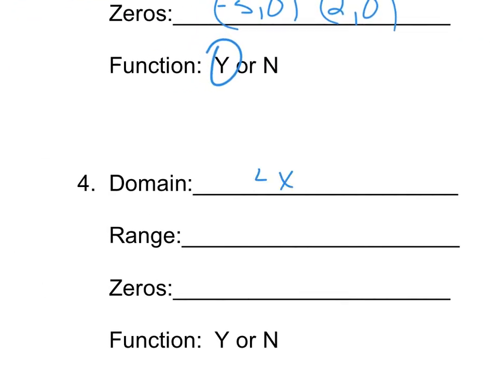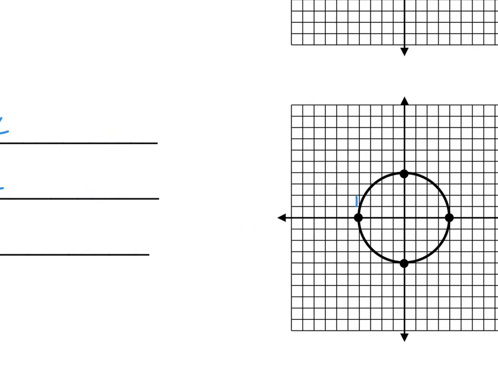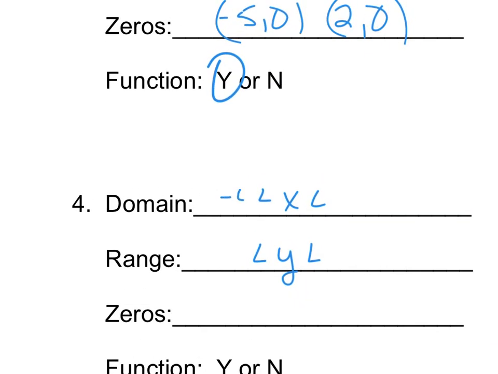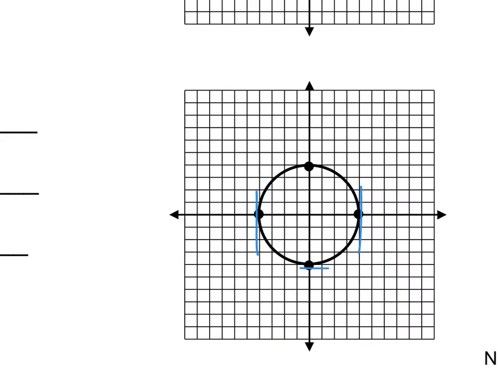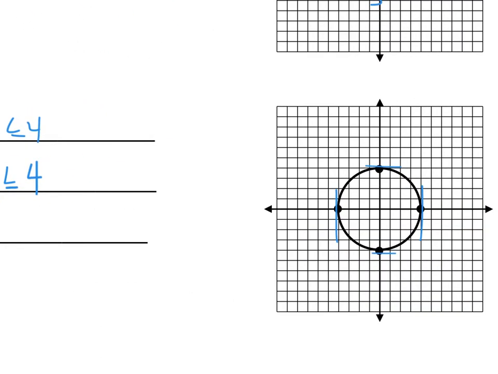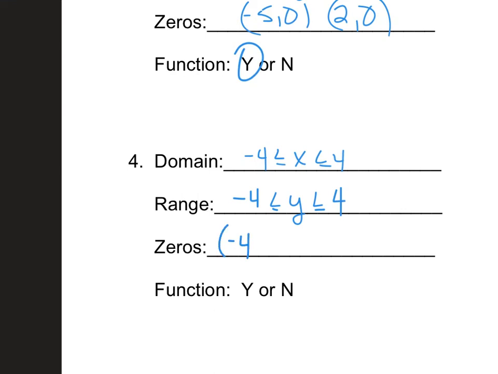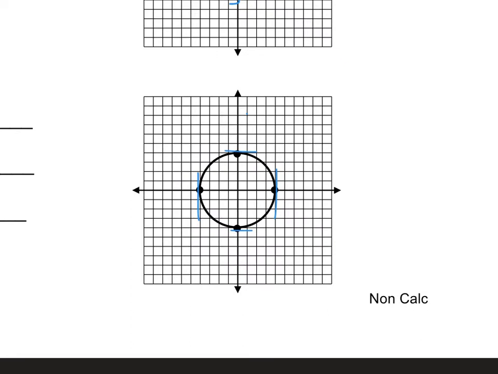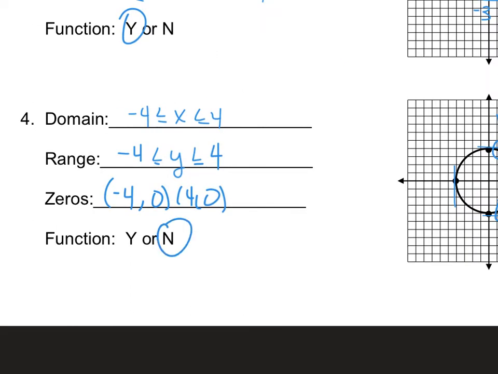So I'm going to go ahead and write my little things for domain and range. And x values. It looks like I go all the way from negative 4 to 4. They're both solid, so negative 4 is less than or equal to x, which is less than or equal to 4. The y value also goes from negative 4 to 4, also equal to. Zeros, it looks like I've got two of them at (negative 4, 0) and (4, 0). And this one, if I draw that straight line, it crosses the circle twice, not a function.